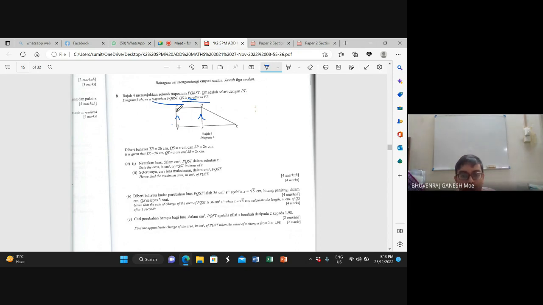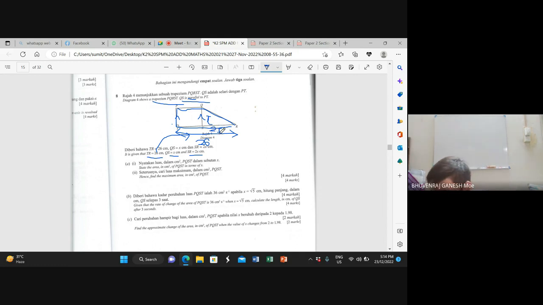Next, trapezium. Definitely you must know the formula. This whole thing is the trapezium, from here to here to here. Now we analyze the question. Always when they give you values like this, make sure you put them inside the diagram. So TR, they said it's 26, so this whole length equals 26. Then QS is x, and SR is 2x.